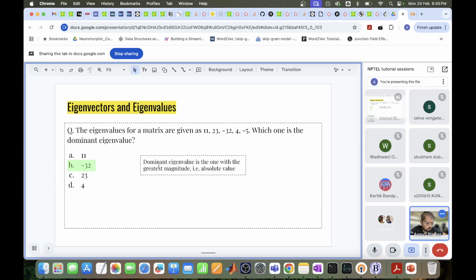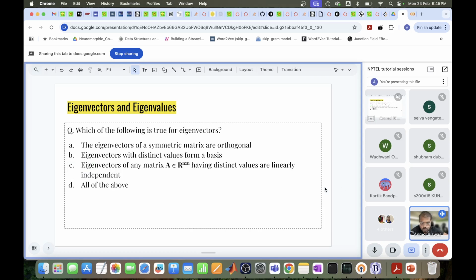So it's a very straightforward rule, that the dominant eigenvalue is the one with the greatest magnitude, i.e. the greatest absolute value. And we will see exactly why this is the case. In the next problem, or maybe the next couple of questions, we will see why we care about the eigenvalue with the greatest absolute value rather than the greatest signed value.